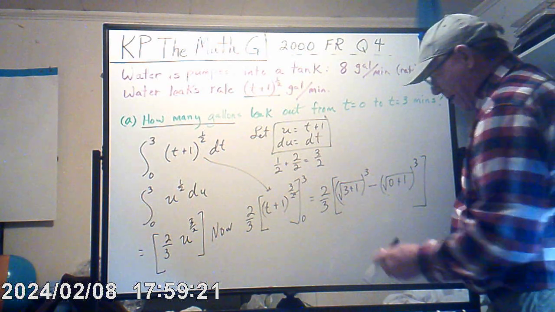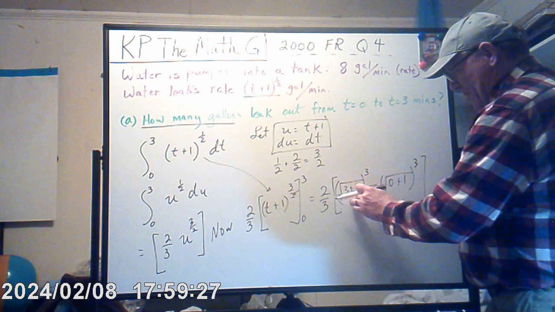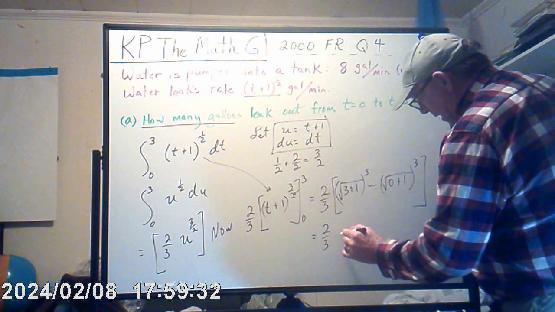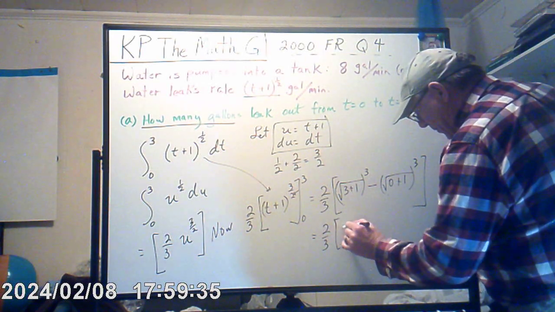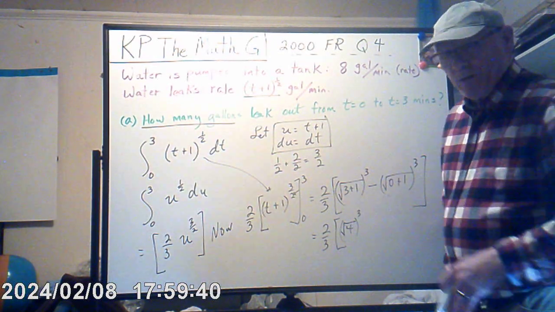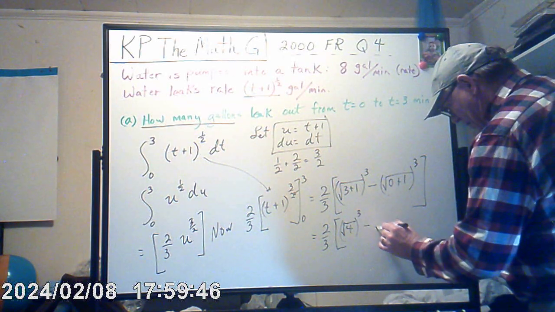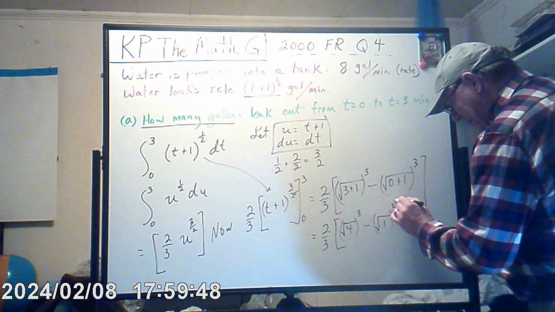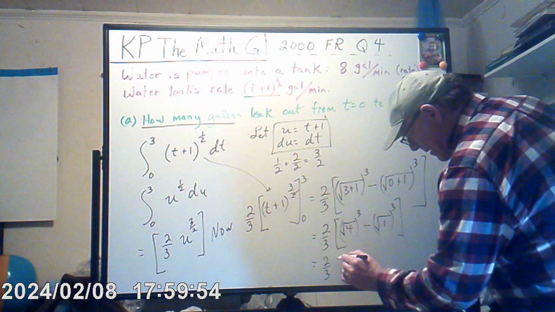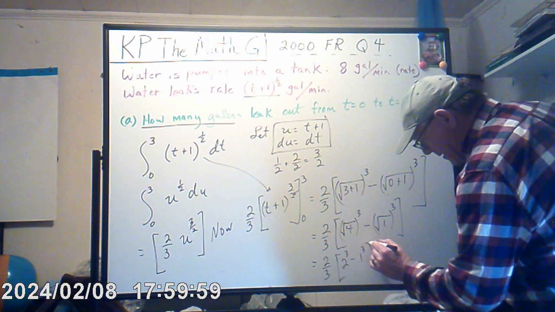Alright, and this is what we have here. The square root of 3 plus 1 is 4, which is 2, so we have 2/3 times the square root of 4, and if you don't want to put that there, you can just say 2 cubed, which is 8. If you say that's 8, that's fine. 0 plus 1 is 1, and the square root of 1 cubed. So this is actually 2 cubed minus 1 cubed.